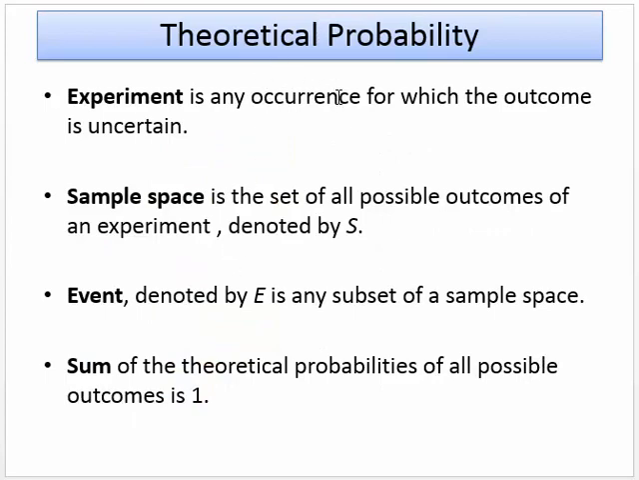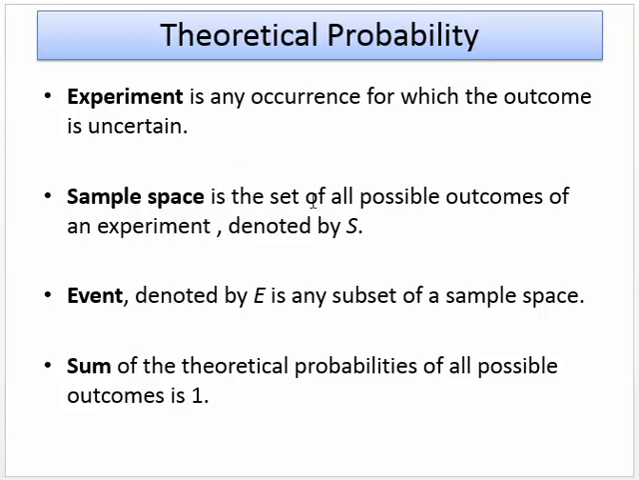Now, theoretical probability, there's a few terms we should talk about. An experiment is any occurrence for which the outcome is uncertain. That might be spinning a spinner, rolling a die, flipping a coin, shooting a free throw, bowling a strike. Those are all examples of experiments.